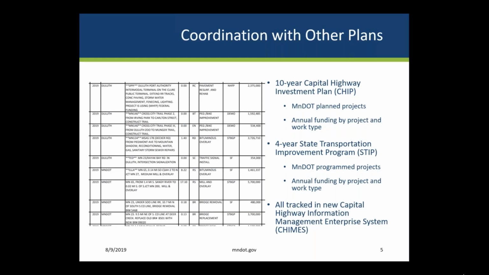We just rolled out a new system called the Capital Highway Information Management Enterprise System. So that really helps us conveniently pull this data that we need for that consistency piece. Now, I think we're not unique in regards to the fact that we're required to show this data by the 5 work types identified by FHWA. MnDOT does not use those 5 work types, so we had to perform sort of a crosswalk to fit into those buckets.